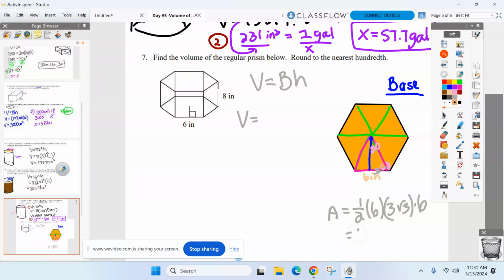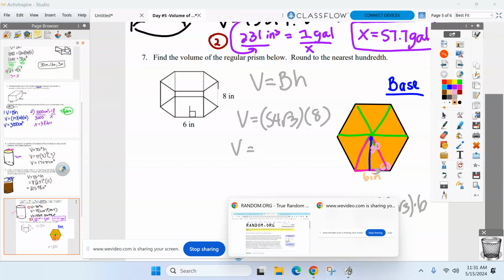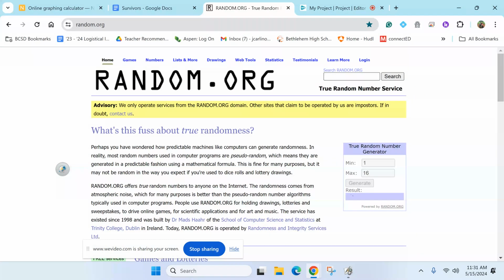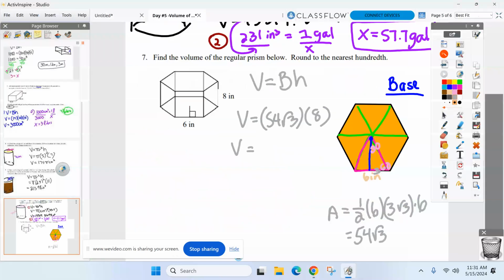I've been doing the 54 radical 3. With a height of 8. I do want to hear what you have there to the nearest hundredth. Nearest hundredth. Charlie, nearest hundredth, what do you have? 748.25. Thank you. Cubic inches, we're all good.